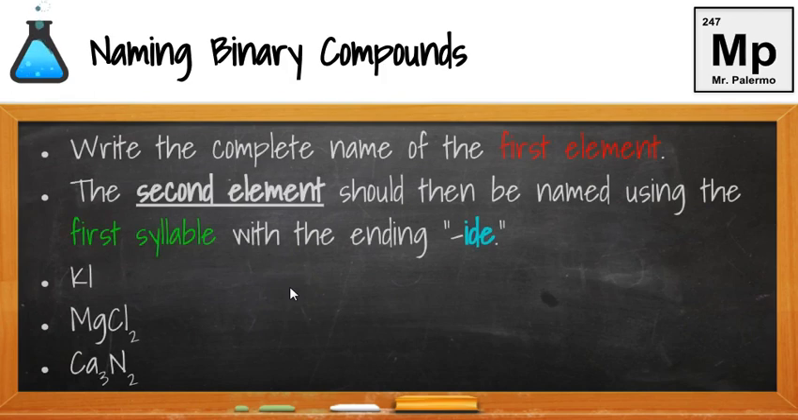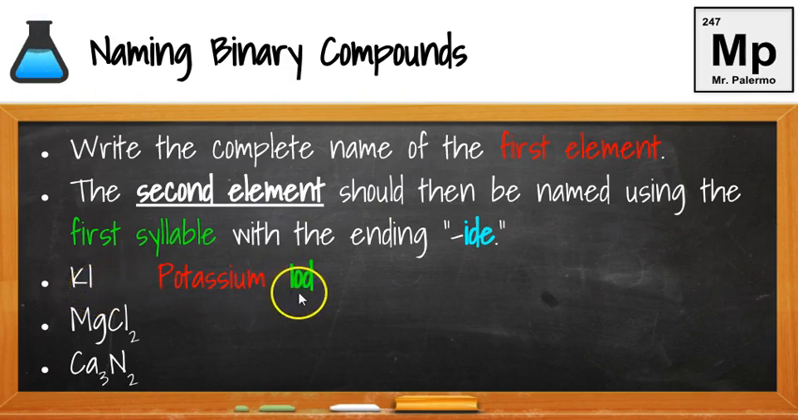So how do we name binary compounds? The first thing we're going to do is write the complete name of the first element. Recall that the first element is going to be the cation, the positive ion, and that is just the full name. The second element is going to be the negative ion, the anion, and we use the first syllable of that element and then add "ide." So we have K here, that's the positive ion. We take the full name. We look up on the reference table, K is potassium, and then iodine, we take the first syllable, iod, and then add the "ide" ending, and we get potassium iodide.